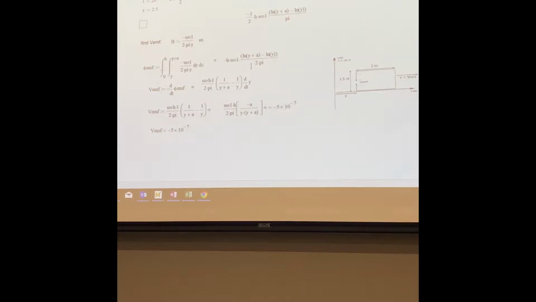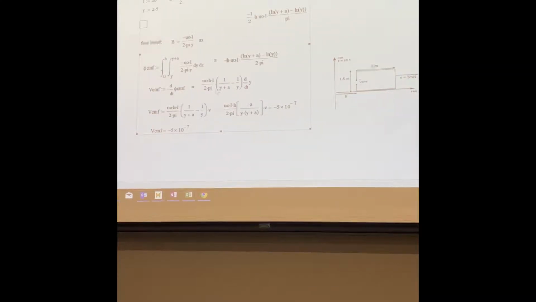And then if this is the total flux, the voltage is minus the time rate of change of that, and that gets rid of this negative sign. So I have mu0 h I over 2 pi, 1 over y plus a minus 1 over y, times dy dt. And dy dt is the velocity. Come down, it becomes this. Now there's another way to do this, but this is one of them. Once you get that, this will actually end up with a negative value because 1 over y plus a is smaller than 1 over y.